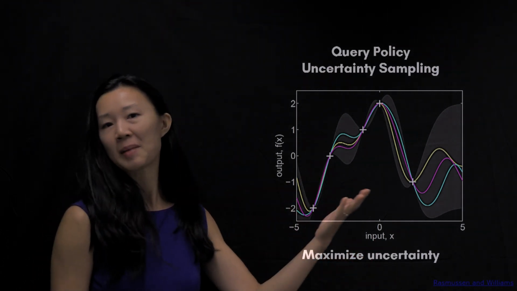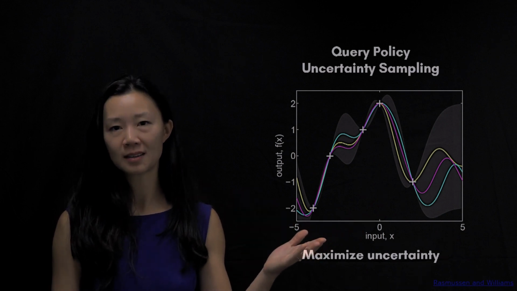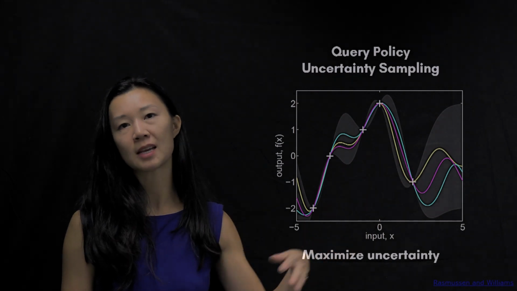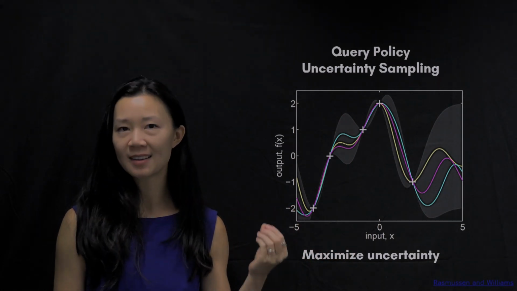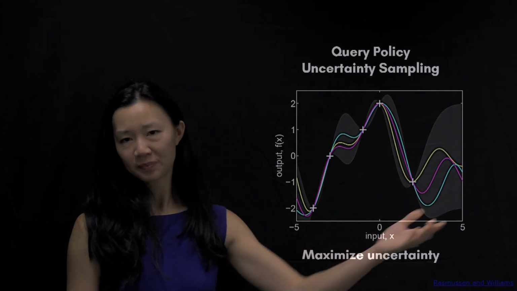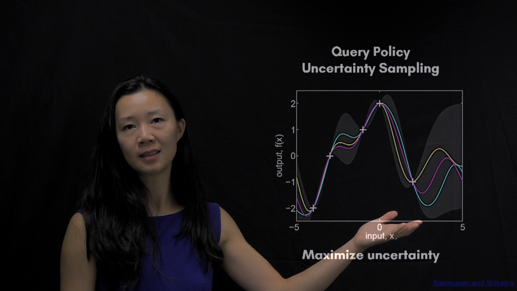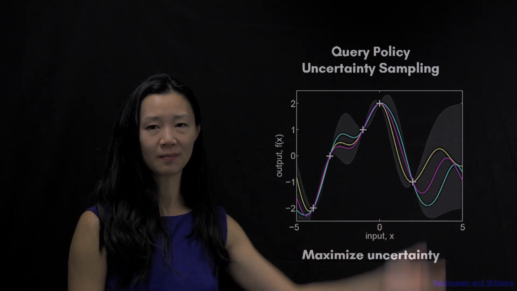So you should remember this figure. This is the posterior of a Gaussian process where we've got our data points and then we've got our mean estimate and uncertainty region. If we were to inspect uncertainty across the independent variable region of interest, we can see that the gray region, or the uncertainty, is highest over here.